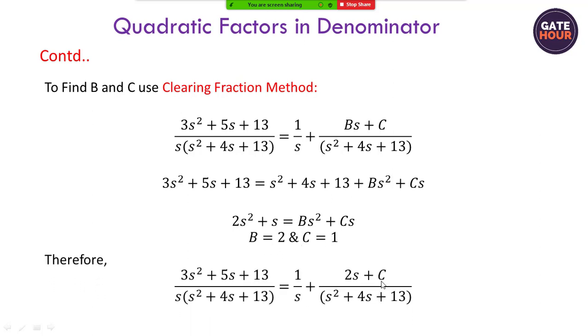So the partial fraction expansion is like this. I suggest that for a term coming like this with a quadratic denominator, mostly in control systems, you use the combination of the clearing fraction method as well as the Heaviside cover-up method. In any other cases, you use the Heaviside cover-up method and you will get the partial fraction very easily.